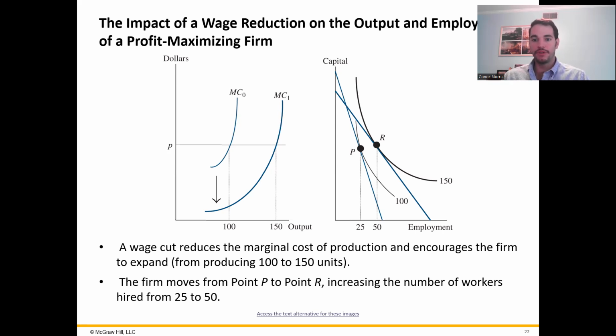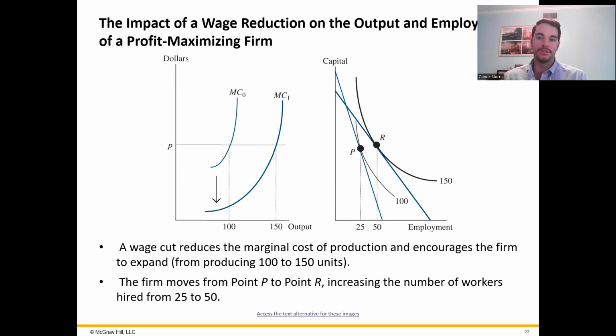We then find the new point where the shifted isocost line is tangent to the isoquant, indicating the firm's new optimal combination of inputs. This process shows us how the firm adjusts its labor and capital usage to achieve cost minimization under the new wage conditions.